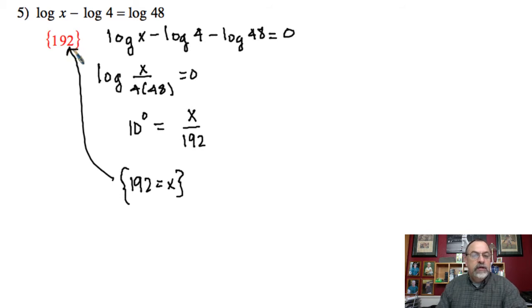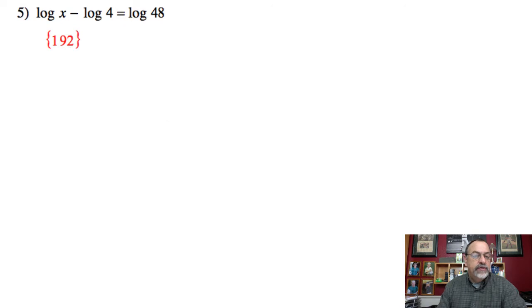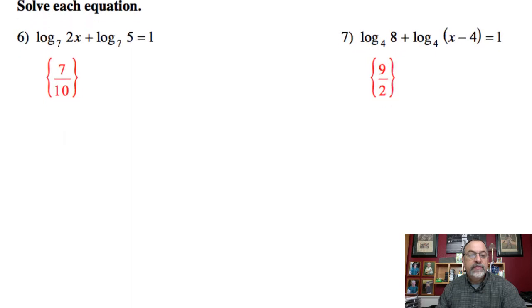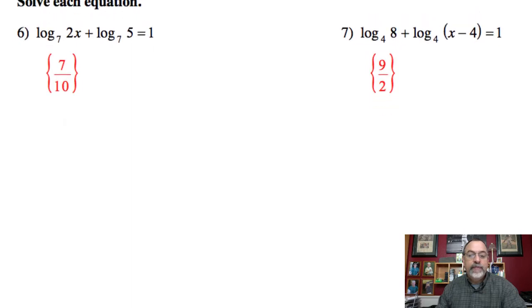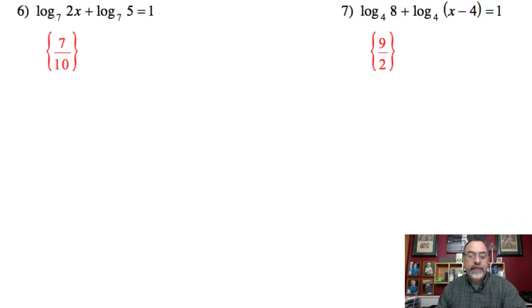Alright? So in these next examples, it gets a little bit more difficult because we're not going to use log 10 all the time. So we're going to use a different logarithm. We're going to do a different base, but the process is the same. Okay?